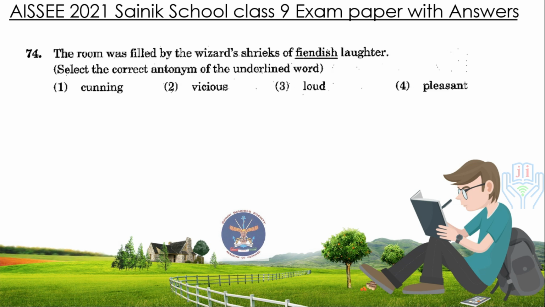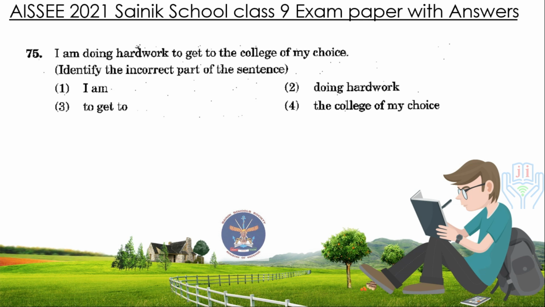The room was filled by the wizard's shrieks of fiendish laughter. Pleasant. If I am doing hard work to get all the college of my choice, incorrect part of the sentence we need to identify. Doing hard work.